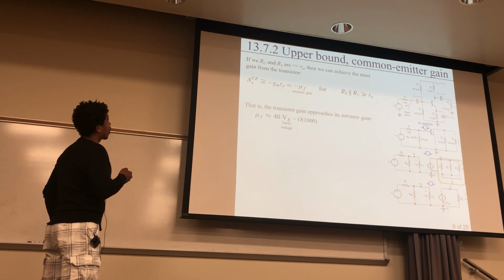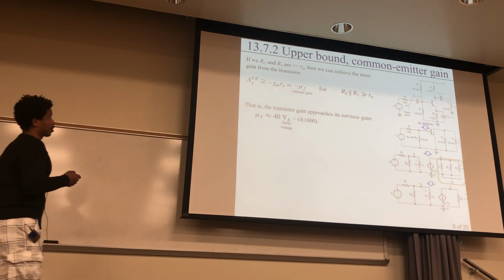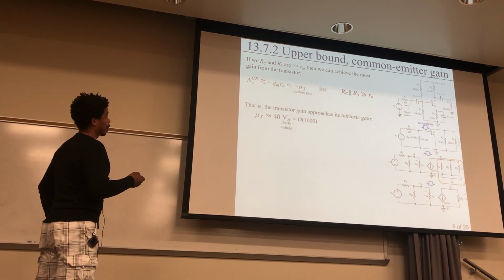we let RC and R3, both of these be much, much greater than R0, then we can achieve the most gain from the transistor by saying this right here. Okay, and this is going to be your intrinsic gain. So your intrinsic gain is just your transconductance times RO, for both of those in parallel being much greater than RO.